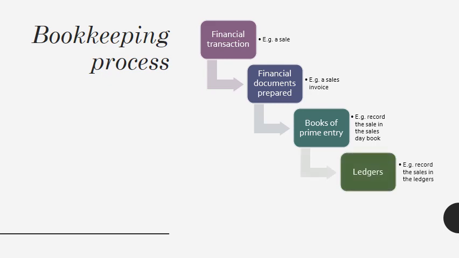Then, a little bit later, we would transfer the information from the books of prime entry into another set of books called the ledgers. So, with our example, we would record the sales into our two different types of ledgers. And then finally, we would take information from those ledgers and prepare what's called a trial balance, which then enables us to prepare a set of accounts for the business.